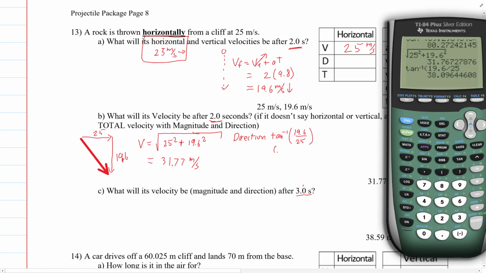And that theta is 38.10. So I'll put that down here, square brackets, 38.10 degrees, and then I have to write down BTH, below the horizontal. And there's my answer.